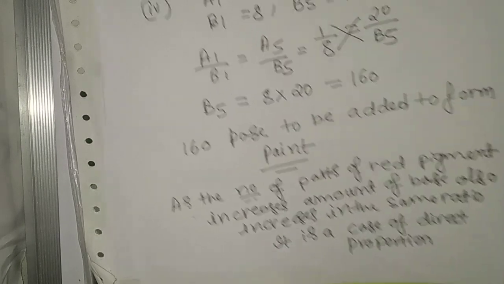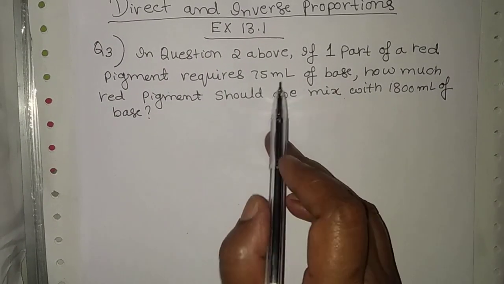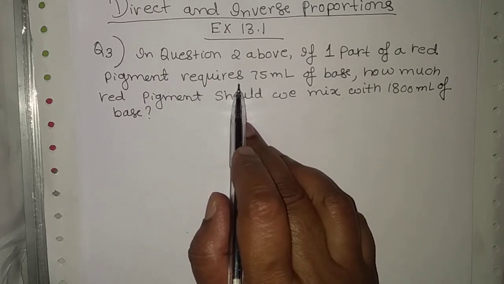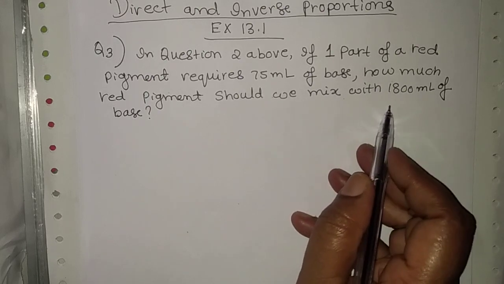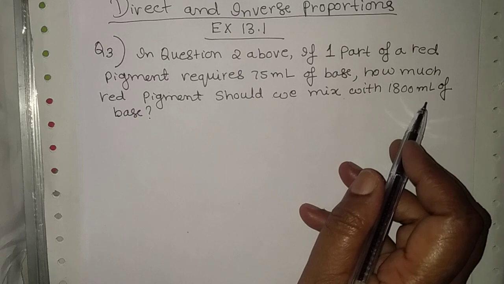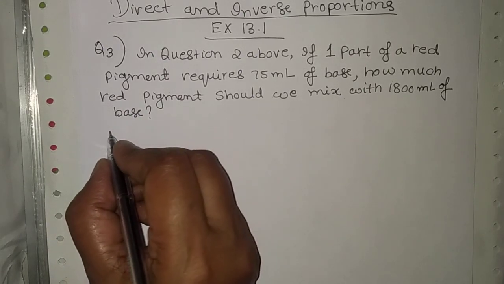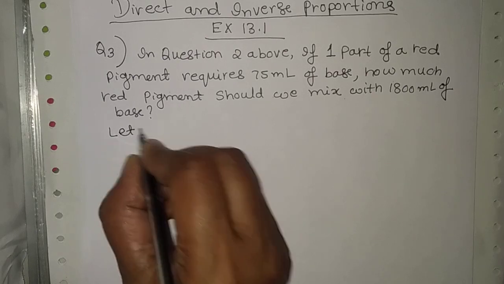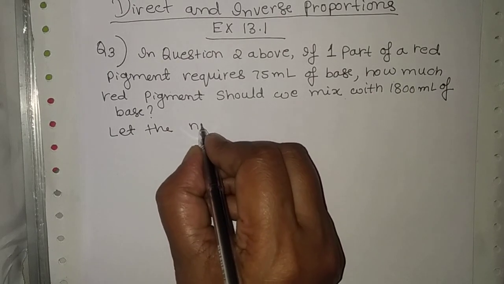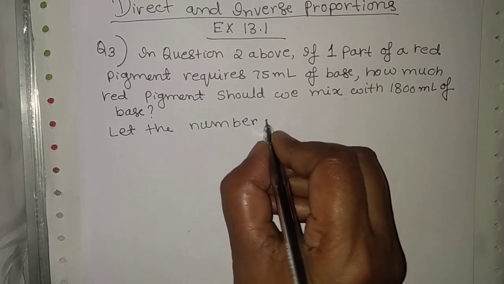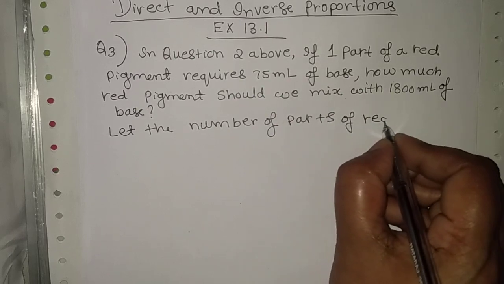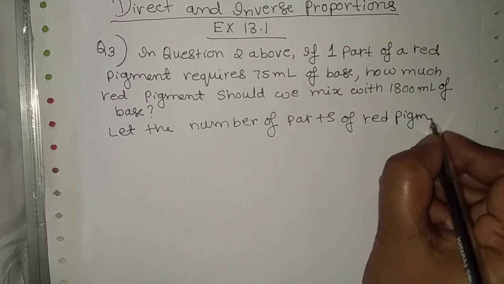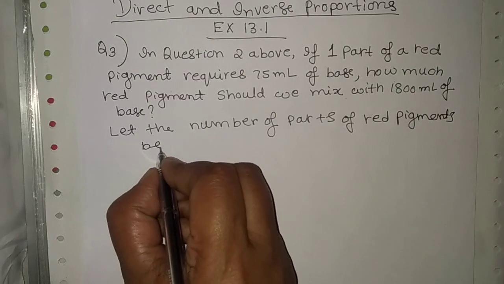Now we move on to the third question. In the question 2 above, if one part of the red pigment requires 75 ml of base, how much red pigment should we mix with 1800 ml of base? Same thing, continuing the second question, we'll take two variables. Number of parts of red pigments, we'll take one variable as m.